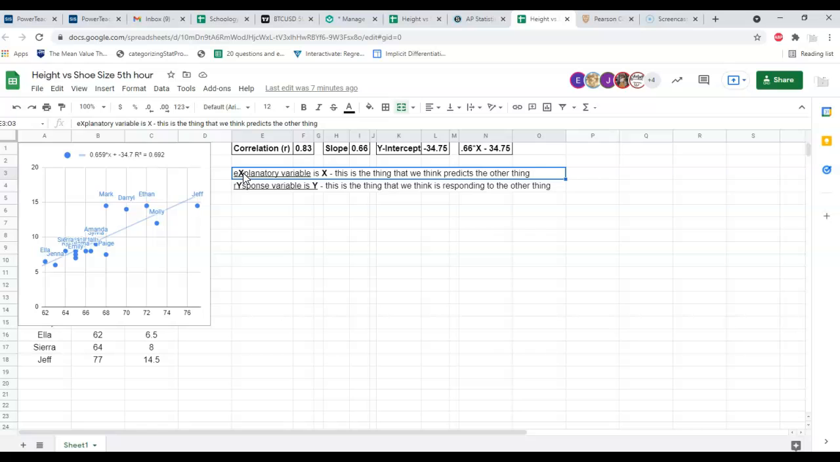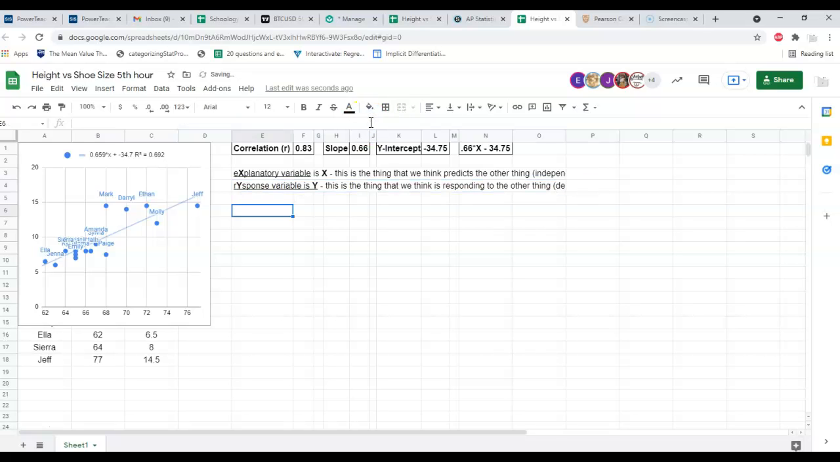And the response variable is the one that is responding or reacting to the other thing. So in this case, shoe size is a function of height, or the price of the pizza responds to how many toppings there are, or the grade on the test responds to how much you studied. Sometimes they'll put independent and dependent on there. The independent is the X and the dependent is the Y.